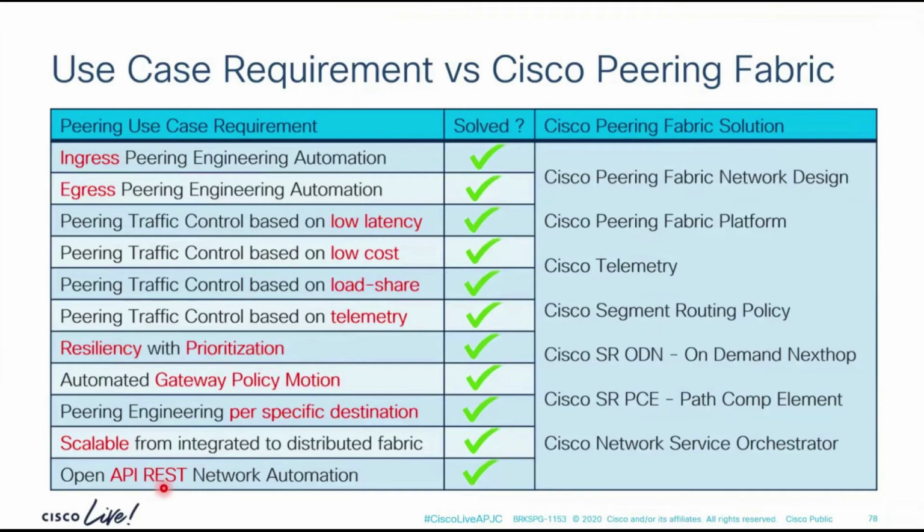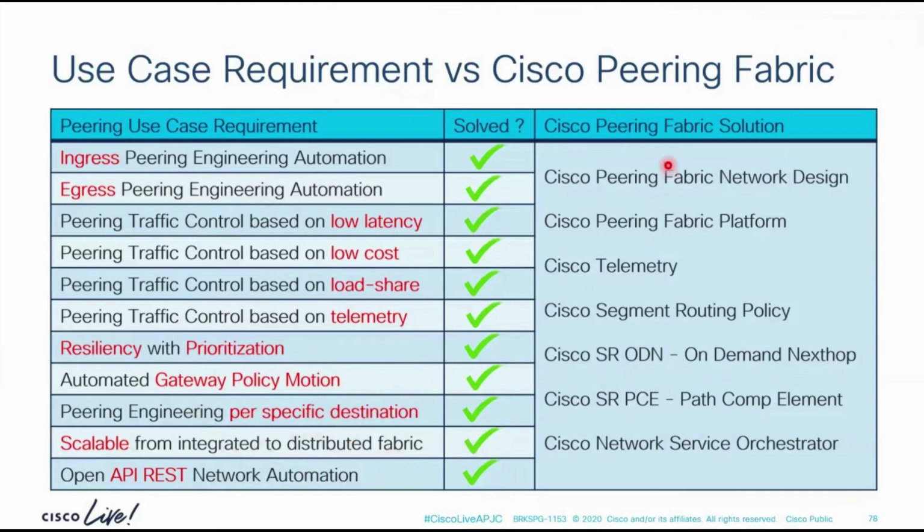all-together policy. And we can also leverage NSO capability to automate the gateway policy motion in case you want to swing the policy from one gateway to another gateway. And we can have very specific destination policy, and it's very scalable. We can start from our integrated standalone internet gateway to our distributed peering fabric.